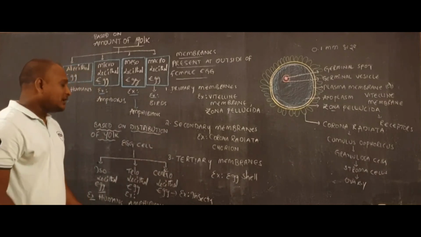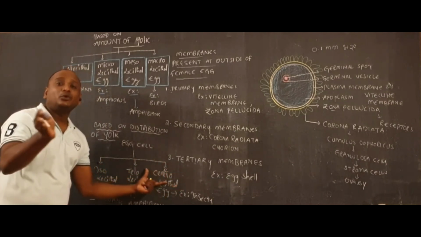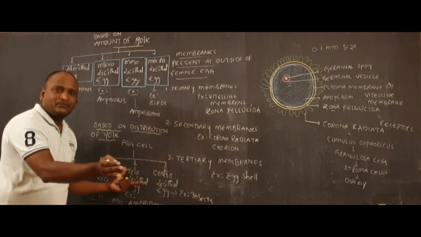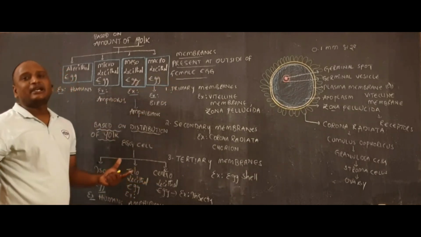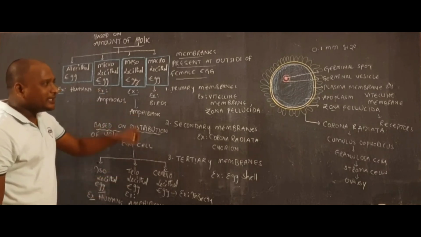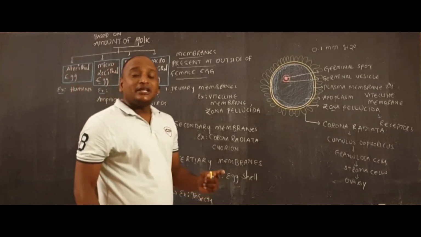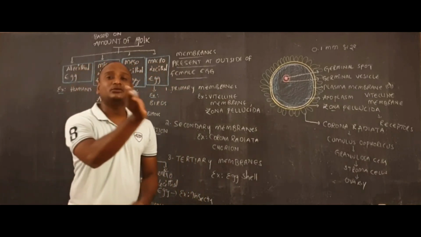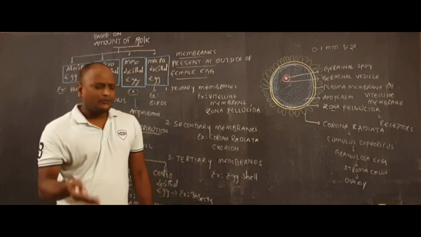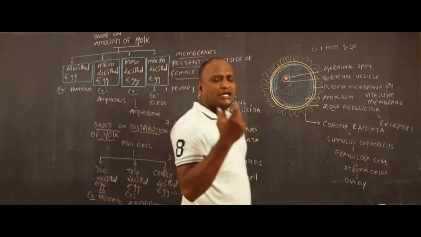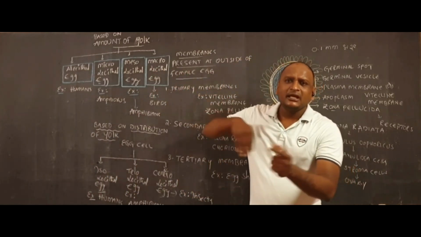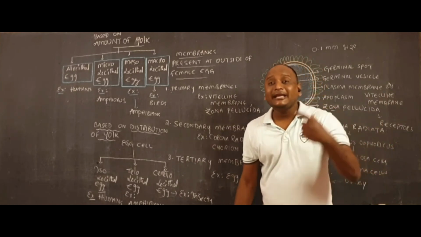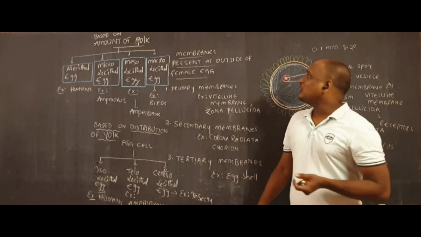Likewise, based on the distribution of yolk, these eggs are divided into different types. And here is another one, whether the shell is present on the outside or not. We already know that in the case of birds, outside of the egg there is a shell. That shell-containing egg cell is also called cleidoic egg.